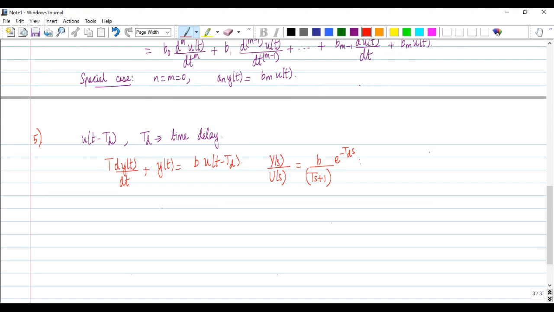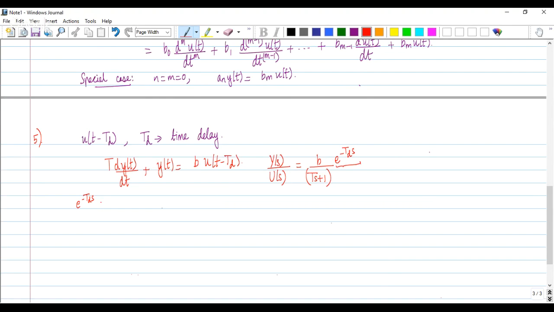Now this e power minus TDS basically has an infinite dimension. If you write a power series expansion, you can go to very high powers of s. But we want a proper transfer function approximation. When we write the system transfer function, we want the numerator and denominator order to be, first of all, finite, and the order of the denominator polynomial should be greater than or equal to the order of the numerator polynomial for the transfer function to be proper and for us to subsequently use it in analysis.